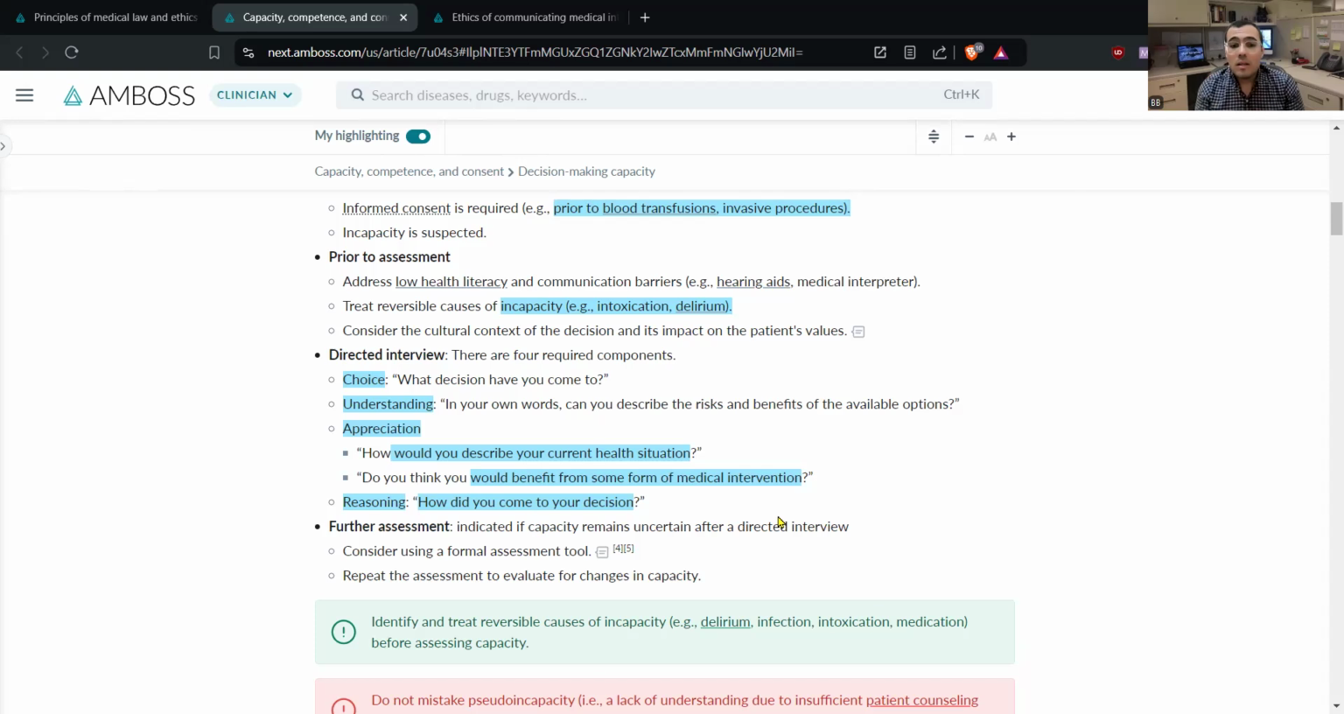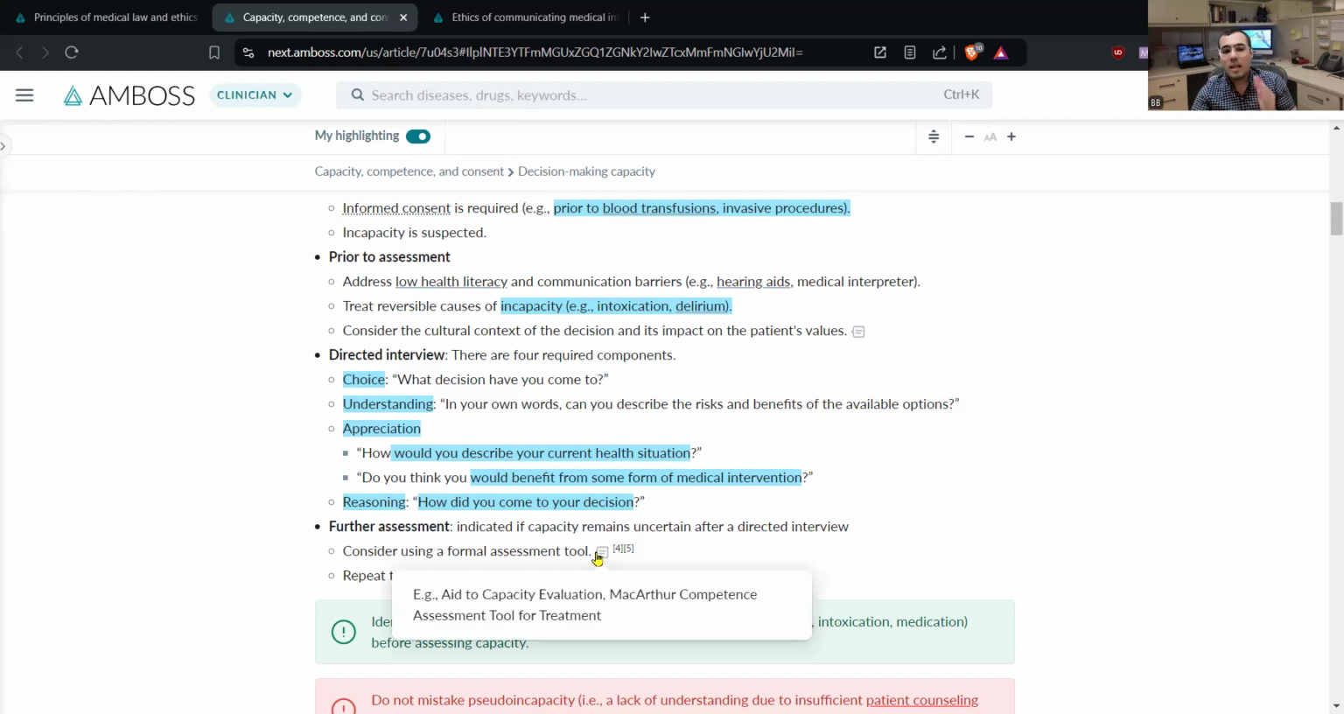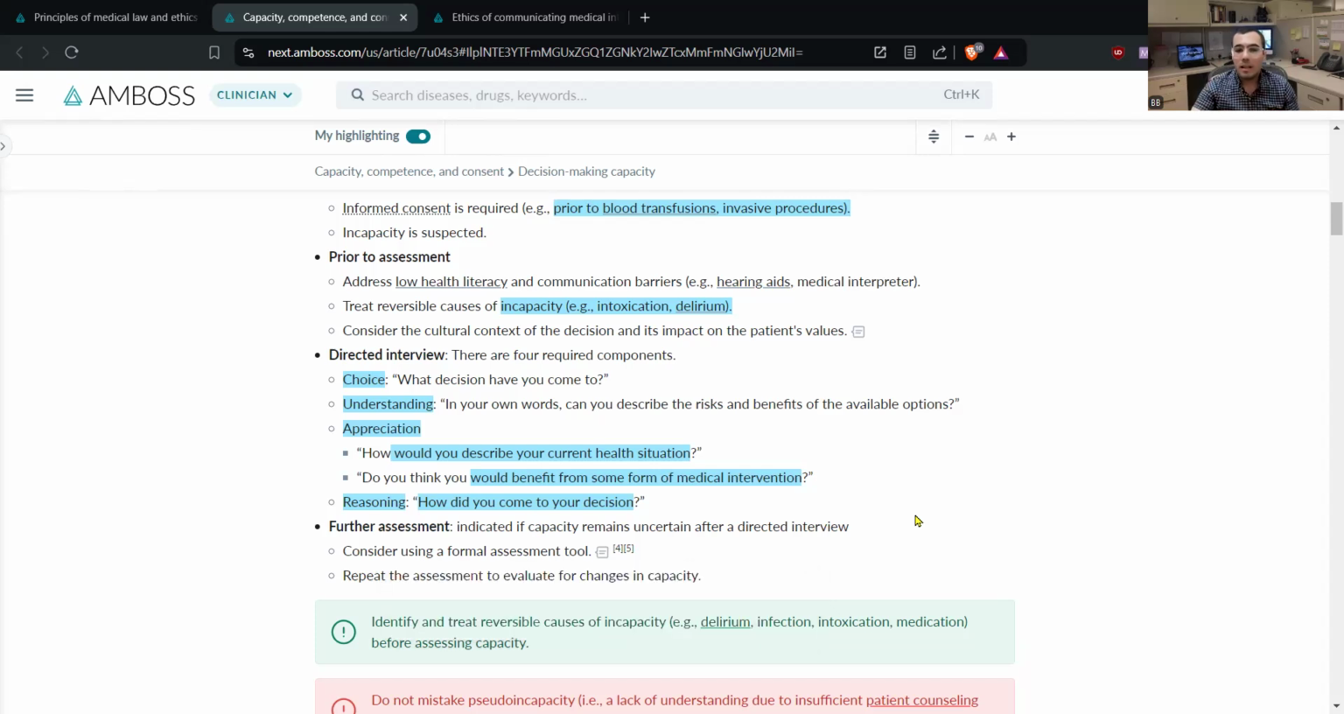Okay. Then if they are okay in choice, understanding, appreciation, and reasoning, I can consider that they have the decision-making capacity. Further assessment is needed if I am uncertain after this interview. I can use a formal standardized assessment tool, like the Aid to Capacity Evaluation or the MacArthur Competence Assessment Tool for Treatment. You can Google it at any time. You're going to find an assessment tool, and you check what the patient has and what he doesn't.